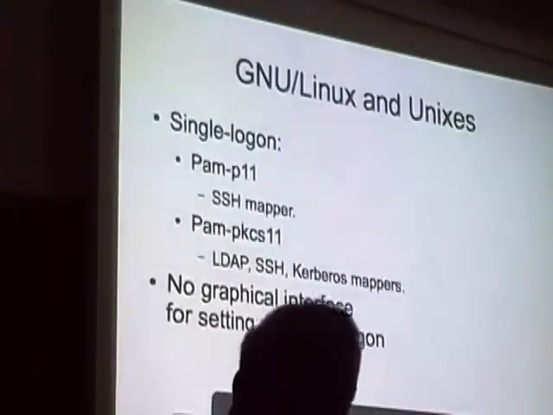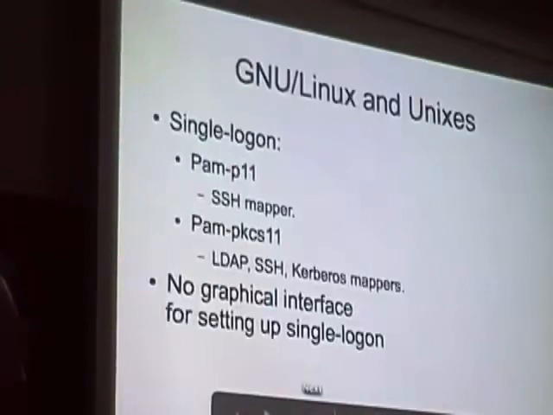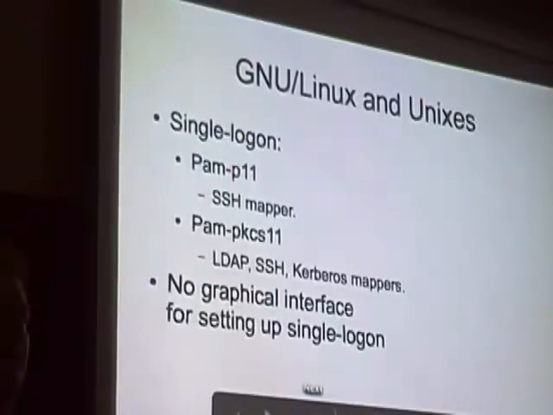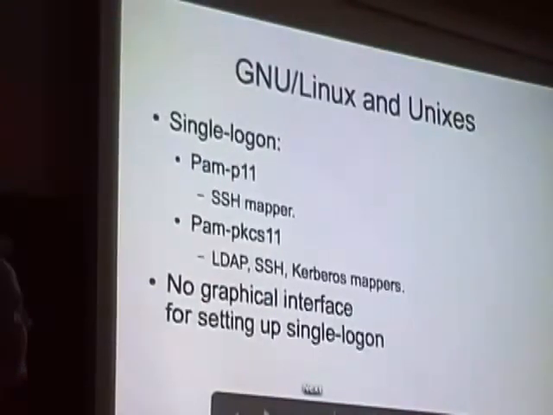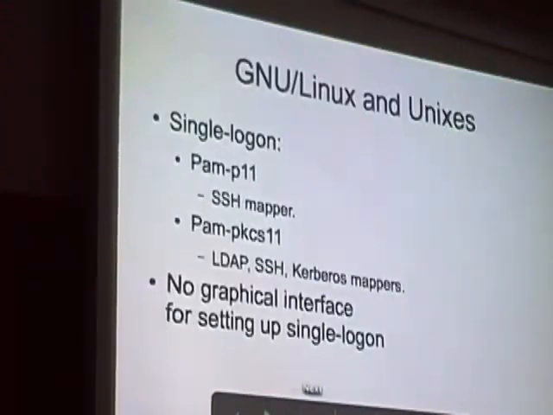Okay, we'll go very fast. Now, about the promise to connect. Of course, Linux has PAM. There are two PAM possibilities: PAM P11, PAM PKCS11. You can even connect to LDAP, SSH key mappers. It means that you can connect over a network to a shared server and manage your identity on a network.